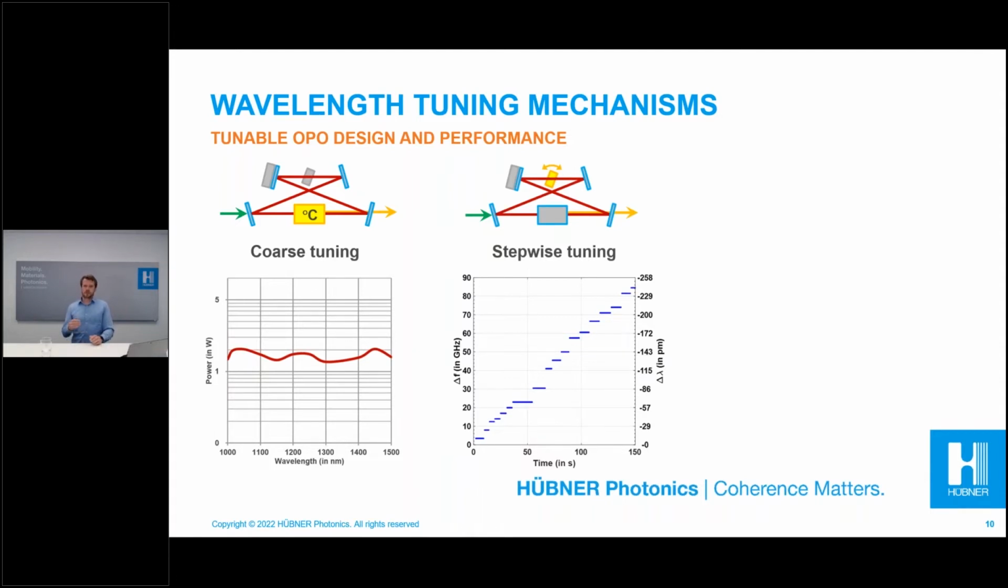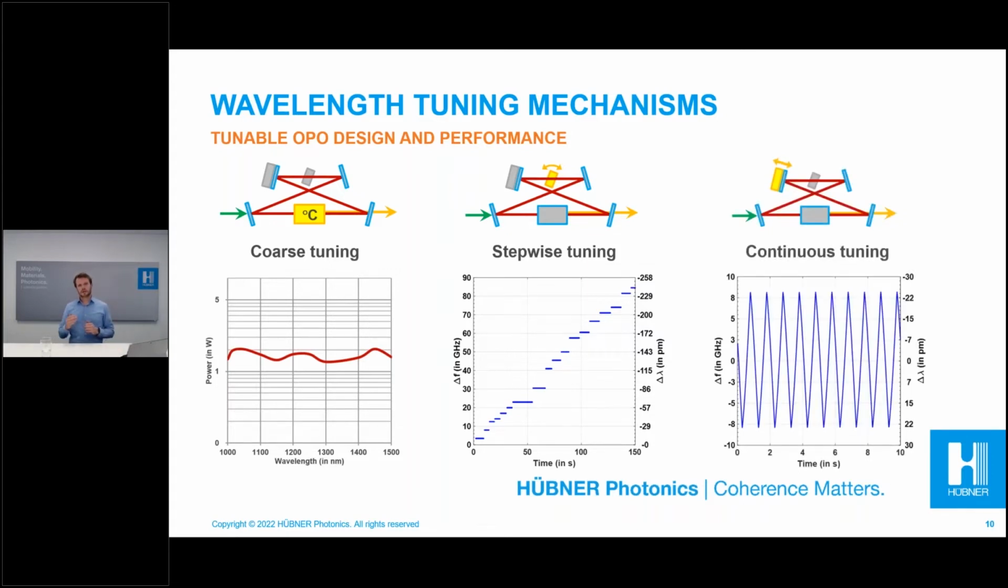Stepwise tuning can be accomplished by movement of the intracavity etalon. Typically, the tuning range is on the order of 100 gigahertz, with step sizes of a few gigahertz and a speed of about 1 second per step. Finally, truly continuous tuning or mode hop-free tuning can be accomplished by piezo scanning the OPO cavity length. The tuning intervals are on the order of 10 to 50 gigahertz with a tuning speed of approximately 10 gigahertz per second and a resolution well below 1 megahertz.